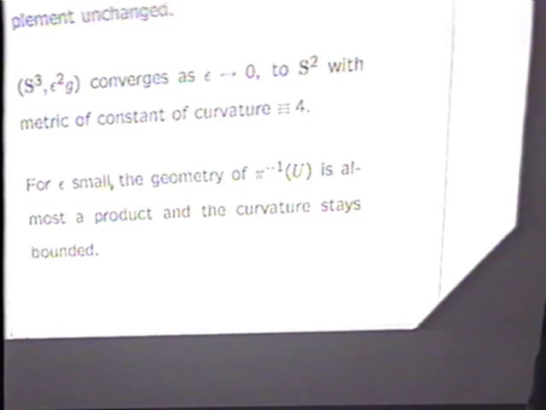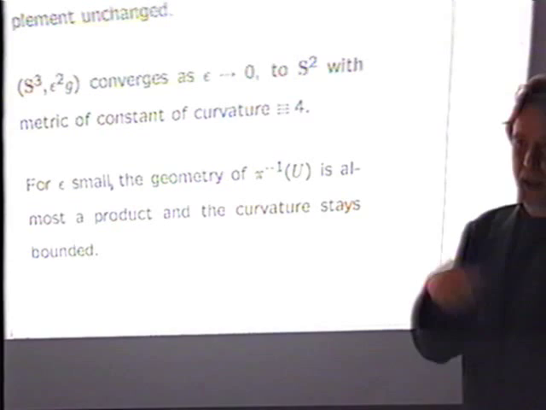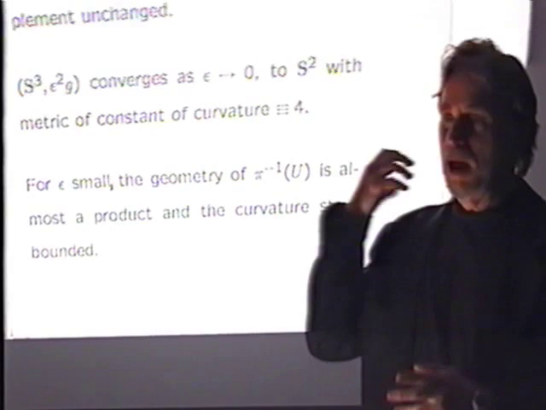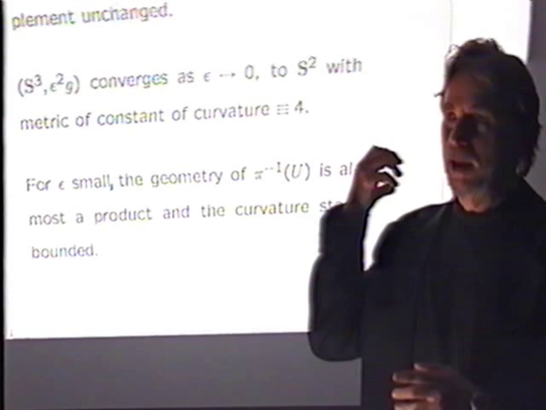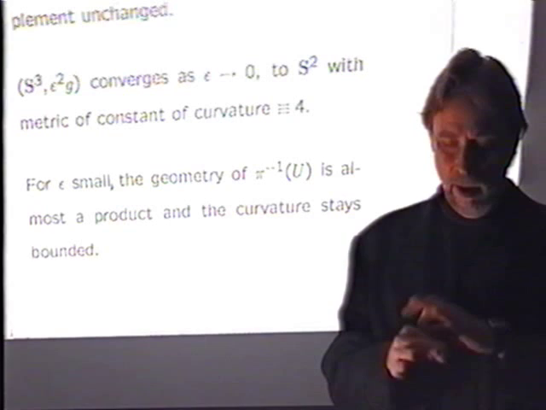And in fact, if you look at it the right way, take a point on the base, and a little U could be a little ball around the point on the base, and then take its inverse image under this projection. So now you have something that's a disk cross a circle that you could imagine unrolling. And asymptotically, this shrinking construction becomes like an unrolling construction in the limit. And the metric on a tiny tube like that converges to a product metric.